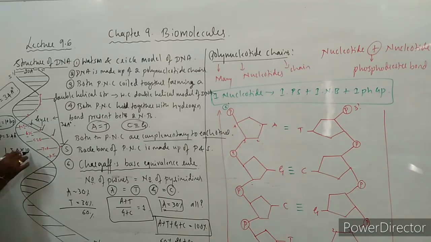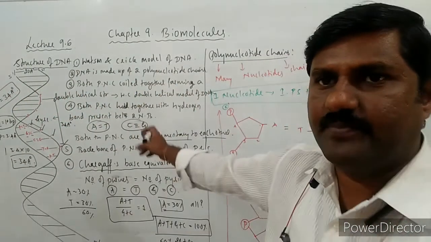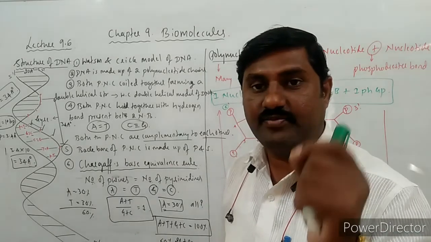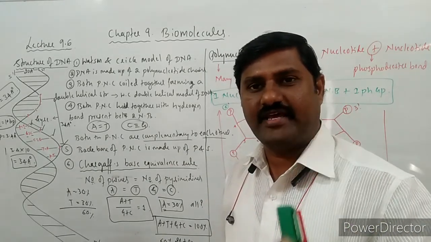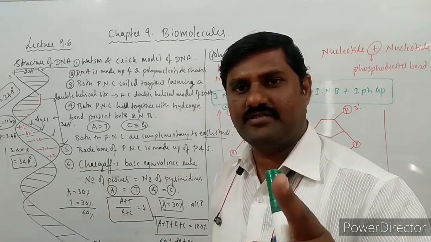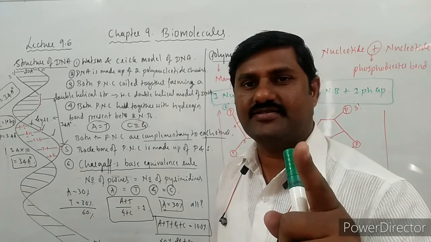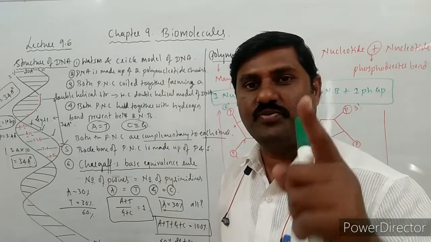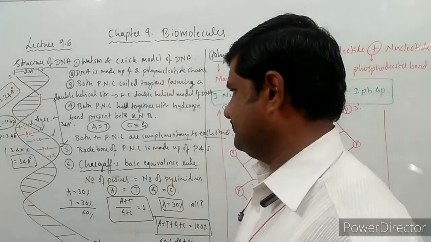3.4 into 10 is equal to 34 angstrom units. It makes one complete turn of DNA. That point is also mentioned here. One complete turn of DNA is called a helix. One helix is equivalent to 34 angstrom units, and one helix consists of 10 base pairs, and the distance between two base pairs is 3.4 angstrom units.